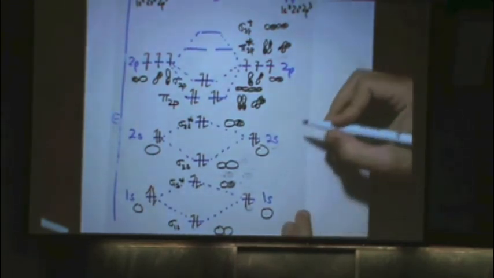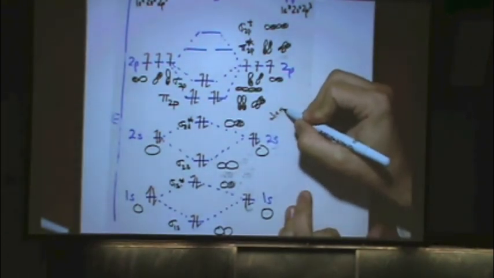Now we ask our common questions. First of all, is this para or diamagnetic? This would be diamagnetic. Everything in the center part is paired. So we call this diamagnetic.